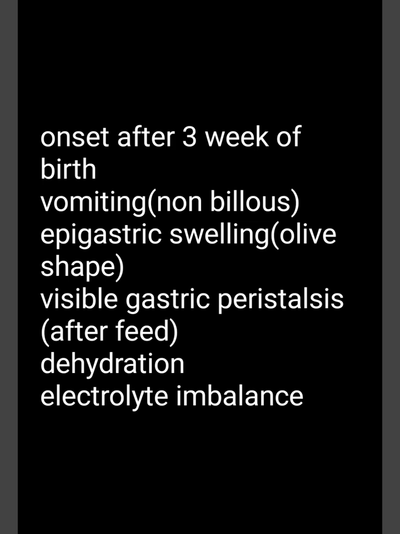Onset after 3 weeks of birth. Vomiting, non-bilious. Epigastric swelling, olive shaped. Visible gastric peristalsis after feed. Dehydration. Electrolyte imbalance.